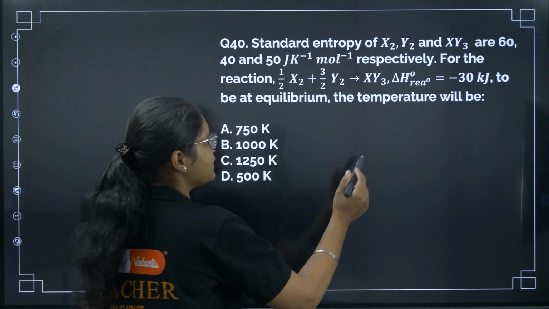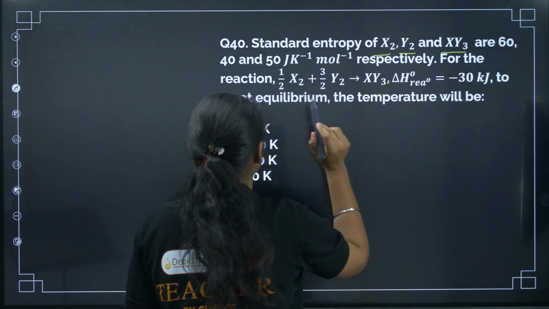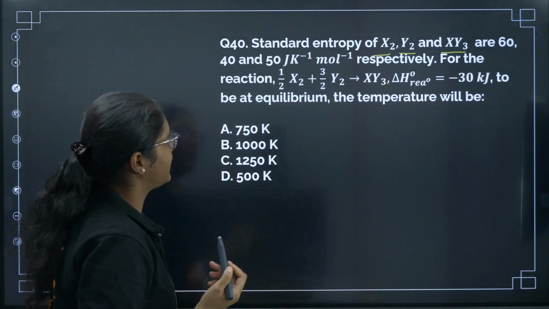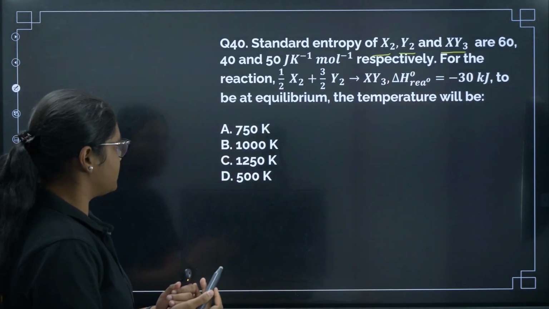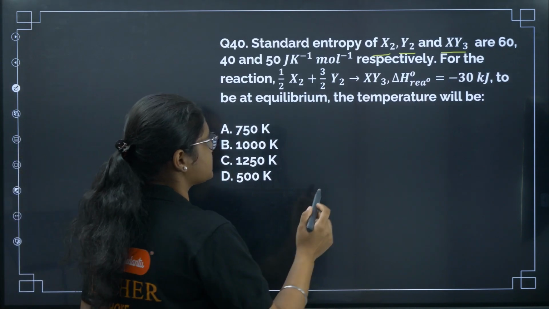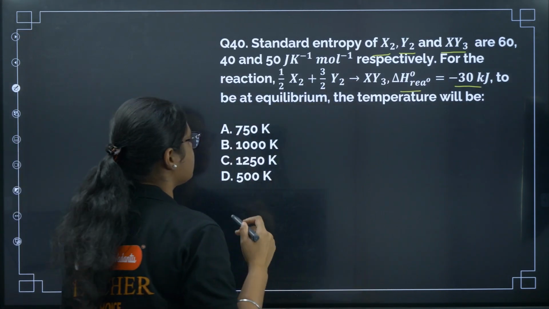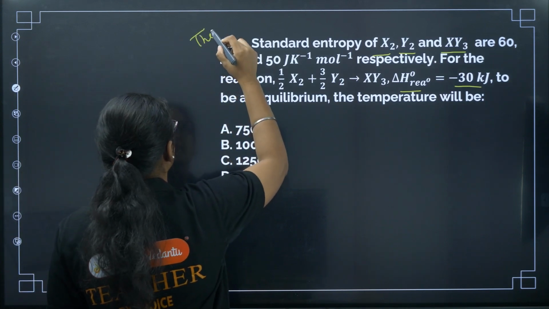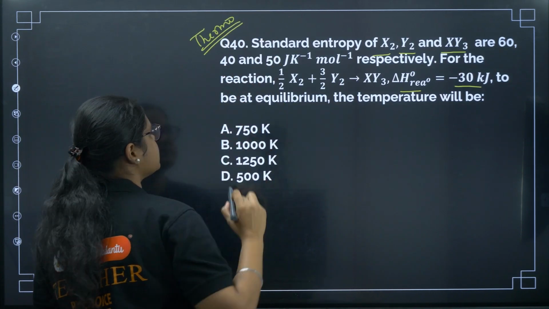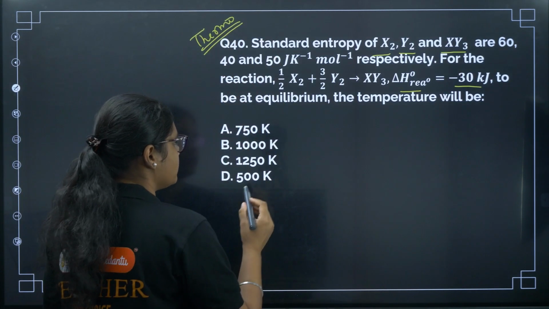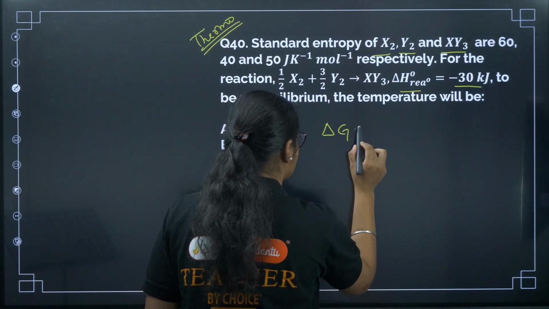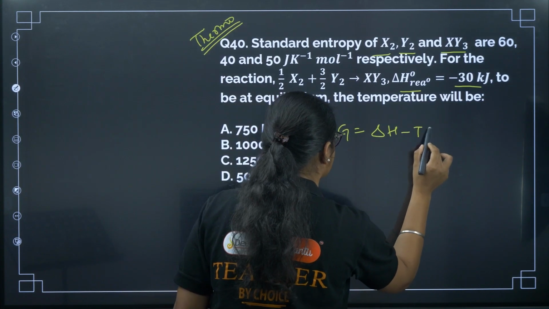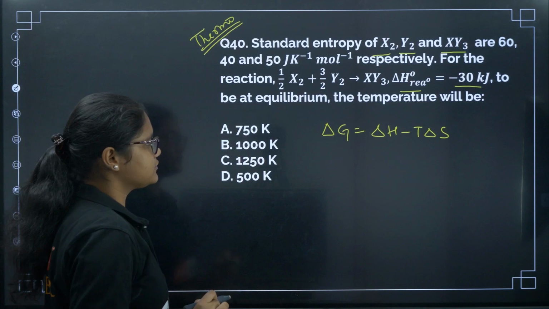The standard entropy of X2, Y2 and XY3 are 60, 40 and 50 joule Kelvin mole inverse respectively. For the reaction given, delta H of the reaction is given; at equilibrium, the temperature will be? The question is from your thermodynamics chapter, a very easy question. First of all, we know the formula delta G is equal to delta H minus T delta S. Now the reaction has to be at equilibrium.